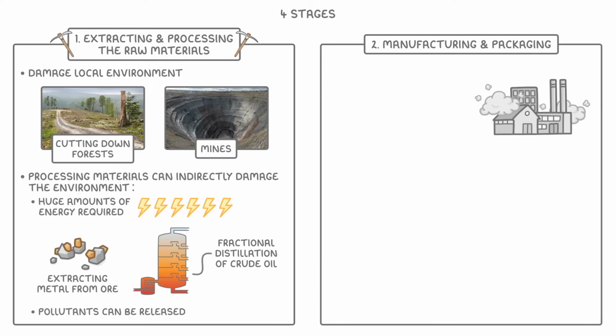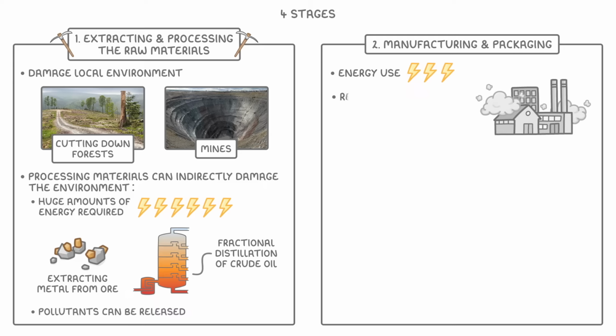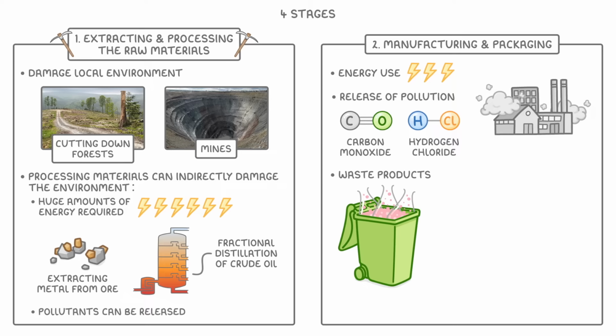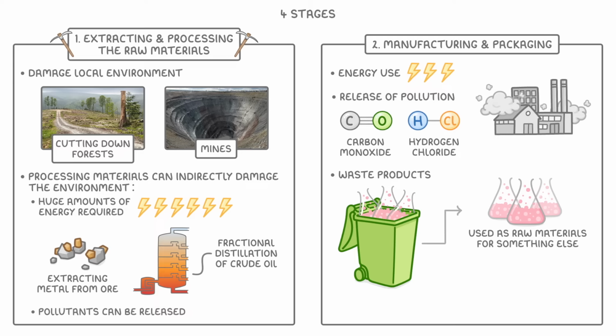Next, let's look at manufacturing and packaging. The three main problems are energy use, the release of pollution, like carbon monoxide or hydrogen chloride, and the production of waste products. Sometimes we can use these waste products as raw materials for something else, but usually they're useless, and they have to be disposed of.